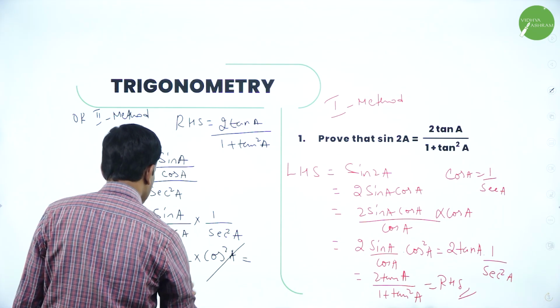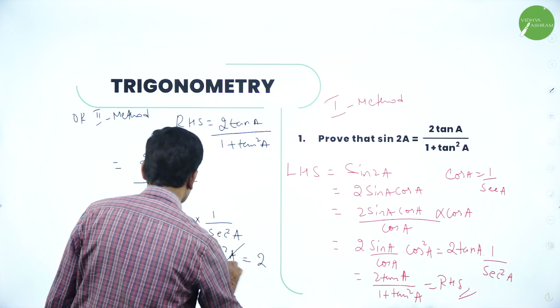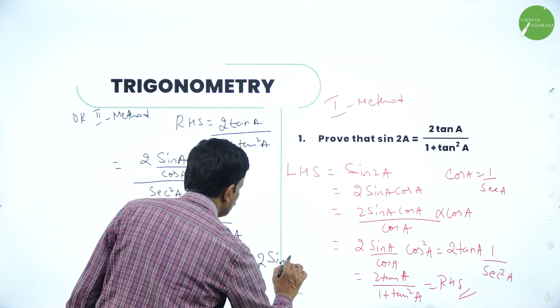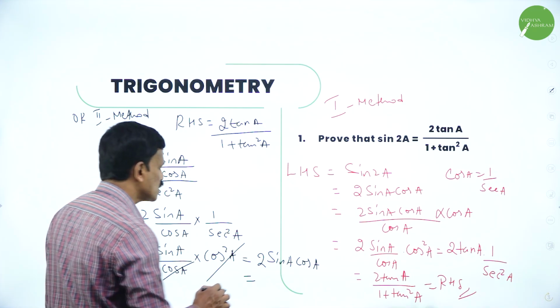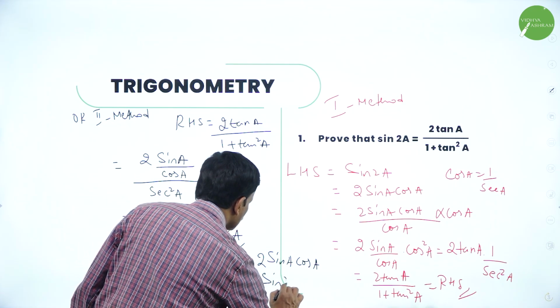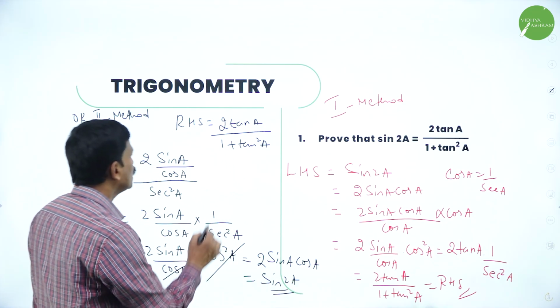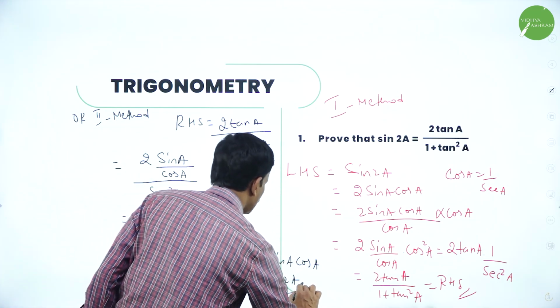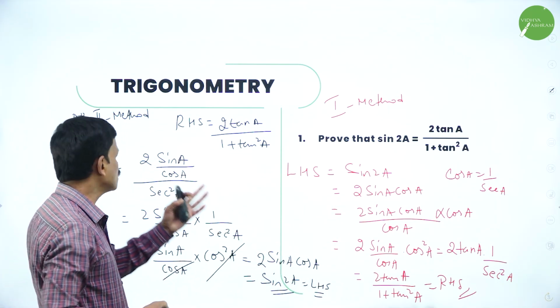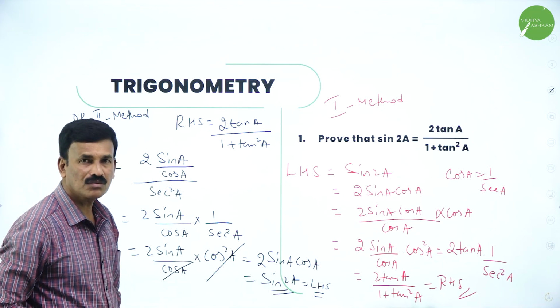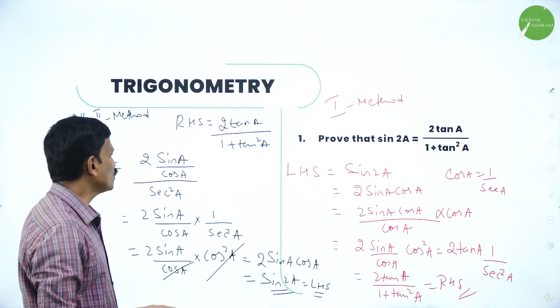Cancel the terms. So cos a and cos a get cancelled. What is there in the numerator? 2 sin a into cos a. So 2 sin a cos a is nothing but sin 2a, the multiple angle of a. So this is the required LHS. That's it. You can take LHS and prove RHS, or you can take RHS and prove LHS. One and the same, right? Now move on to the next problem.